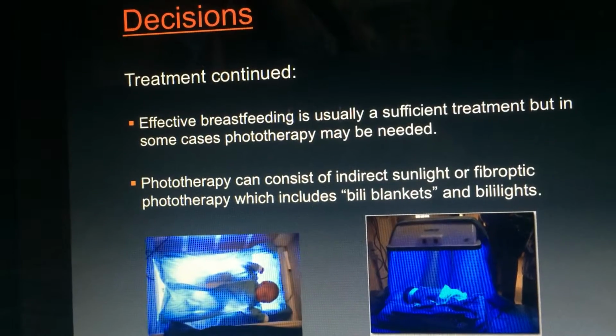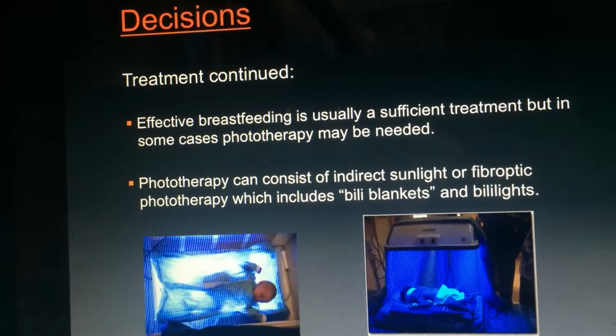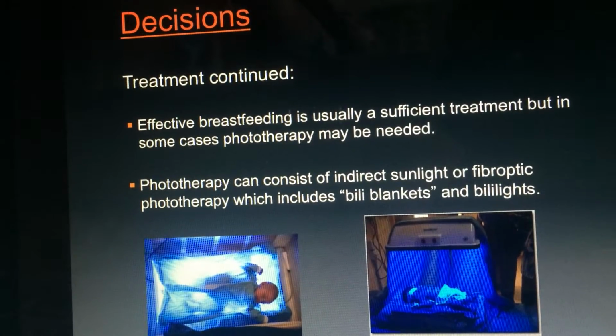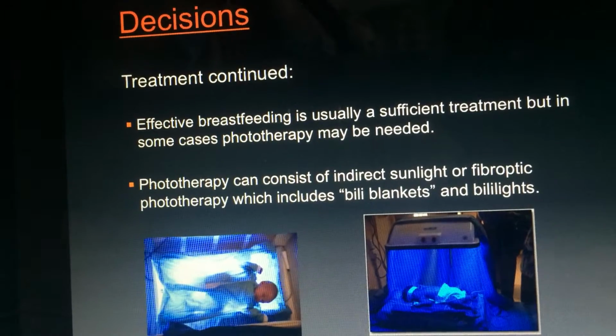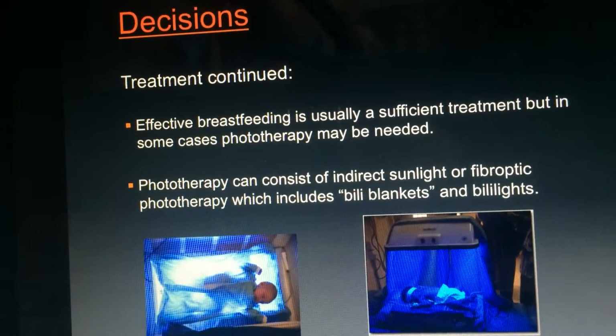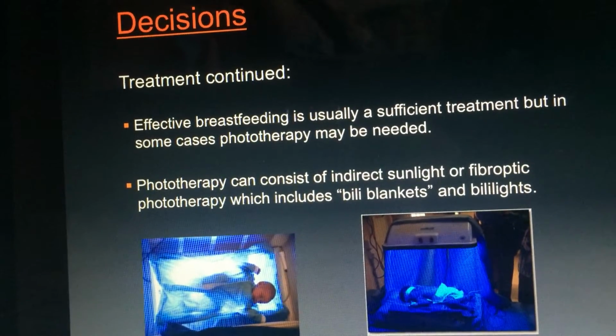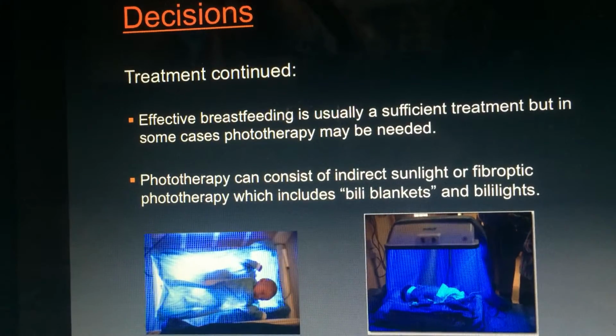Effective breastfeeding is usually a sufficient treatment in breastfeeding-associated jaundice, but in some cases, phototherapy may be needed. Phototherapy can consist of indirect sunlight or fiber optic phototherapy, which includes Billy blankets and Billy lights. I've included some pictures here.